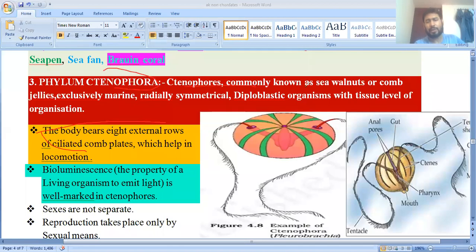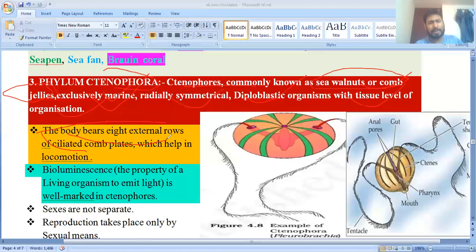Ctenophores are commonly known as sea walnuts or comb jellies, and they are exclusively marine. I had already told you it has similarity to Coelenterates, which are exclusively marine except Hydra. They have radial symmetry, they are diploblastic like Coelenterates, and tissue level of organization like Coelenterates. Clear?